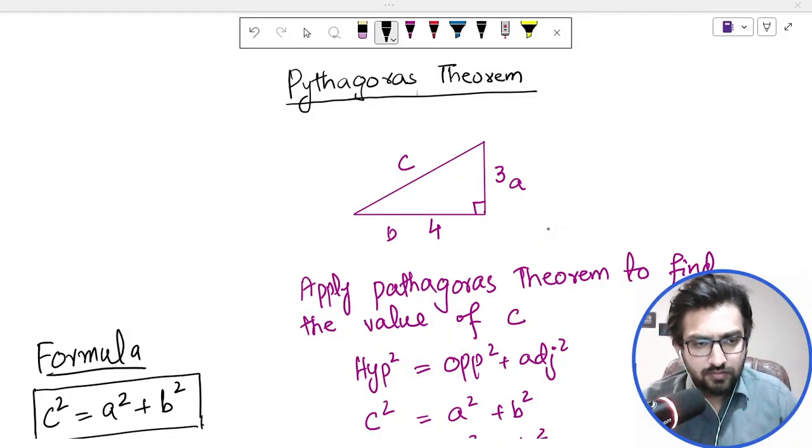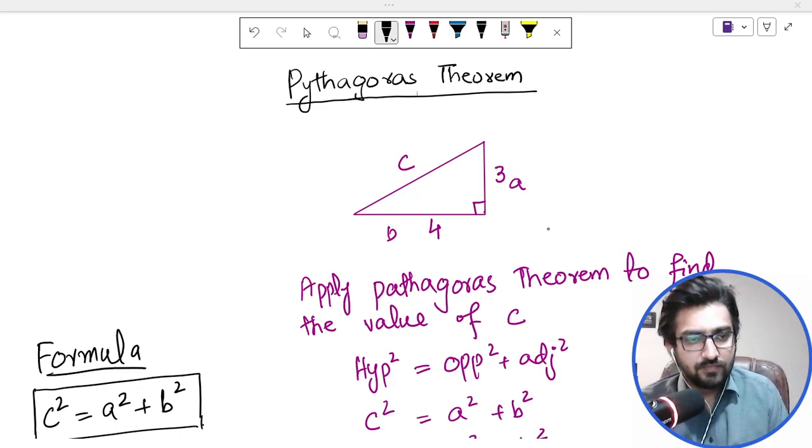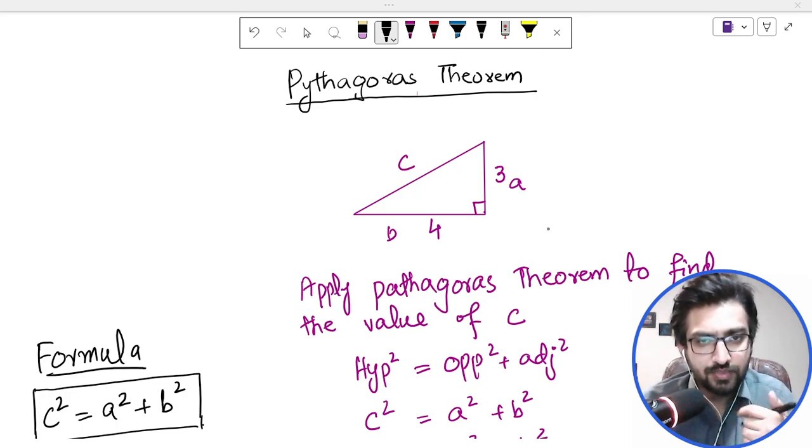Hello, this is the next lesson of trigonometry. So today we will study three-dimensional Pythagoras theorem. But before going to that topic, we will study Pythagoras theorem in two-dimensional.